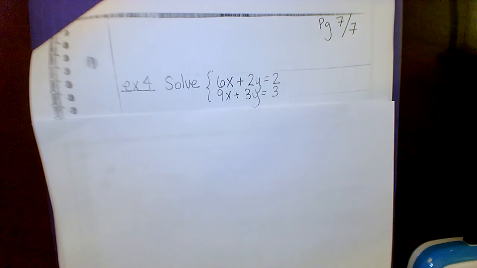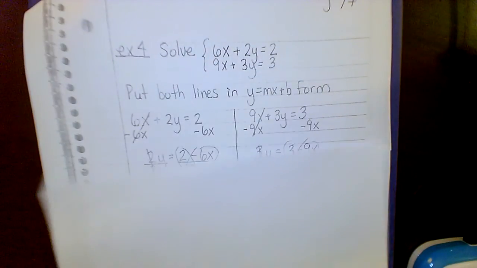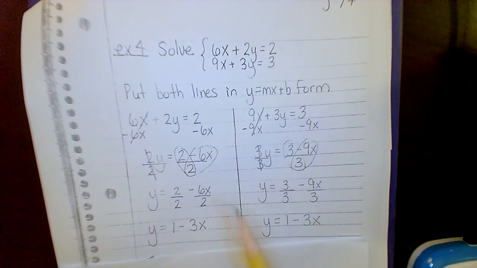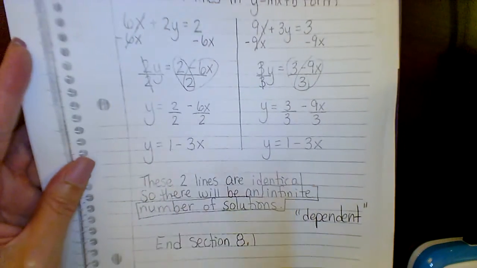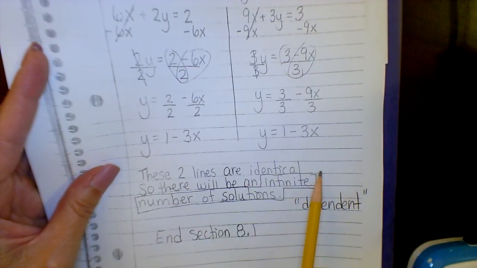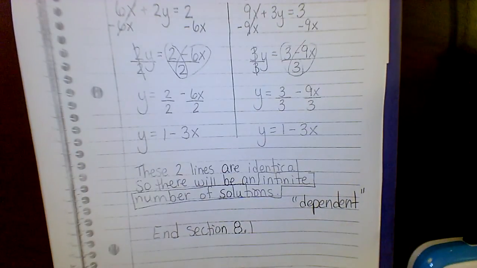Okay, lastly, we have yet another system here. We got to put both of these into y equals mx plus b form. Whew, you're going to get a lot of practice with this. So again, top equation, bottom equation, moving the x term over, dividing by the coefficient of y. Move the x term over, divide by the coefficient of y, simplify. Look, those two lines end up being the exact same line. So even without graphing it, I can tell that these two lines are identical. Therefore, we'll have an infinite number of solutions, which is what Hawkes calls dependent.